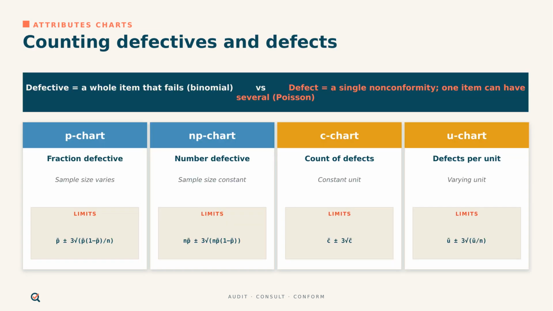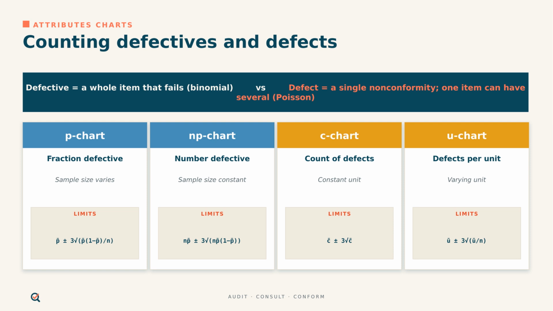Now the attributes family, for counted data. The key distinction is defective versus defect. A defective is a whole item that fails. It follows the binomial pattern, and one item is either good or bad. A defect is a single nonconformity, and one item can carry several, that follows the Poisson pattern.